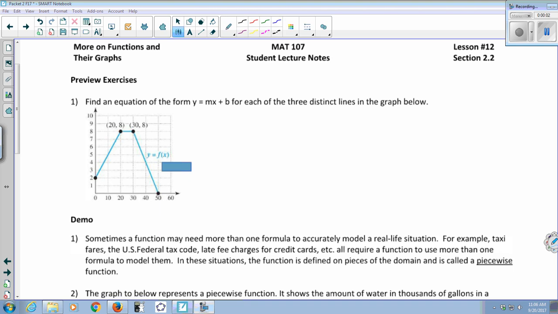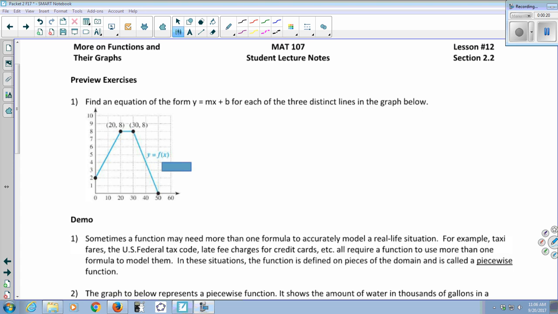This is Math 107, Lesson 12, Preview Exercises. I want to find an equation of the form y equals mx plus b for each of the three distinct lines in this graph. So there's an increasing portion, a constant portion, and then a decreasing portion. Those three lines each have their own equation.